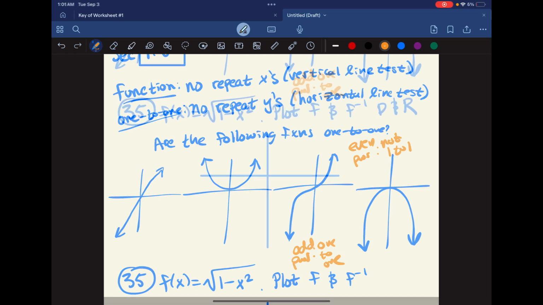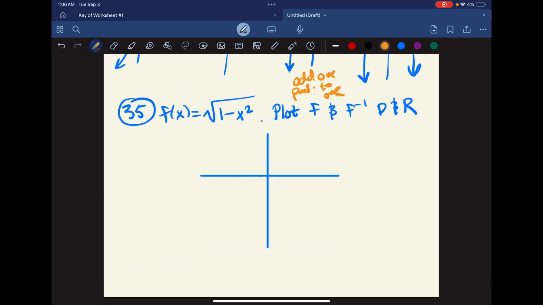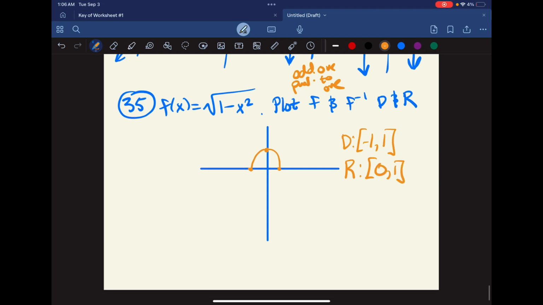So just know one-to-one. Okay, and then for this one, when you have 1 minus x squared and stuff like that all inside the square root, you end up with this weird semicircle thing where this is your entire thing. So if we want to state the domain and the range of this, the domain is -1 to 1 inclusive, so you have the closed brackets. The range is 0 to 1 inclusive.